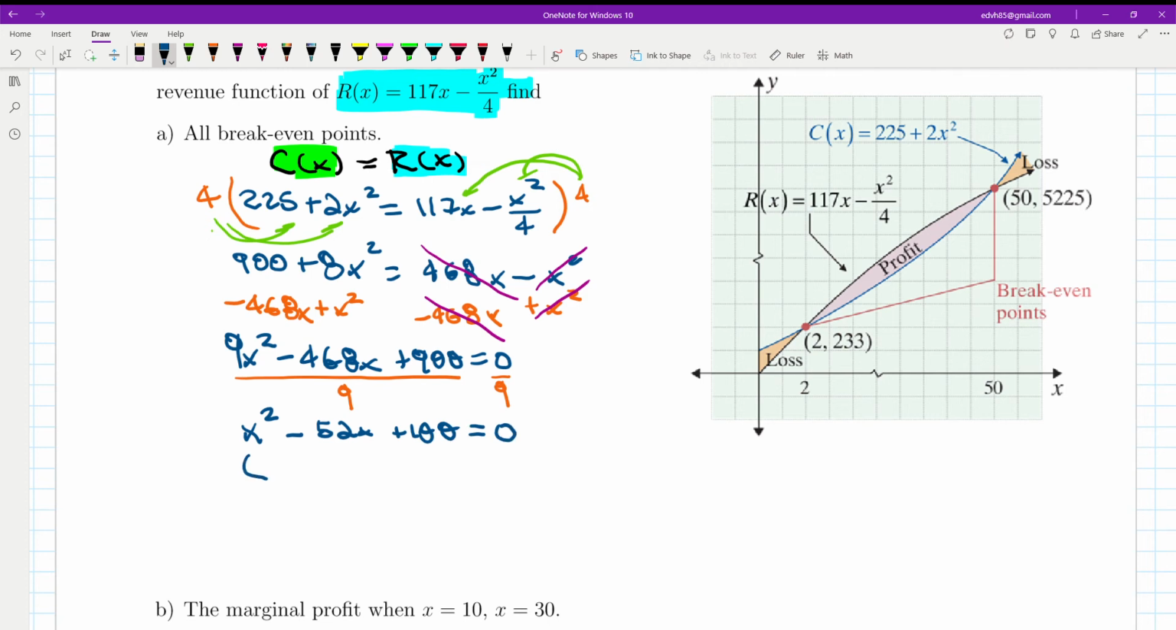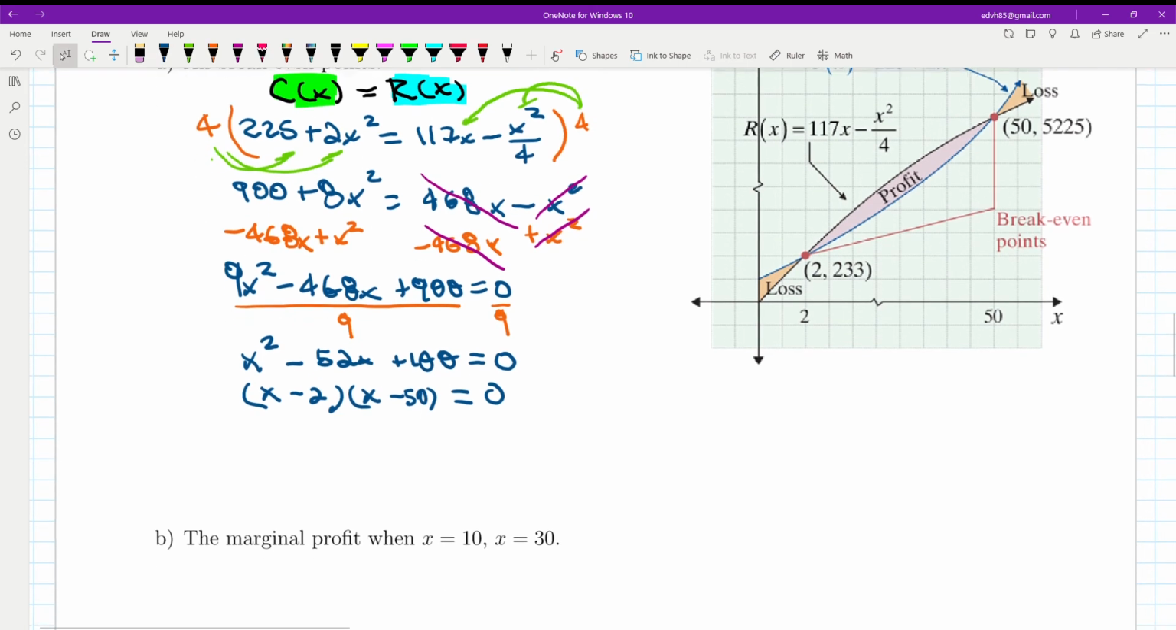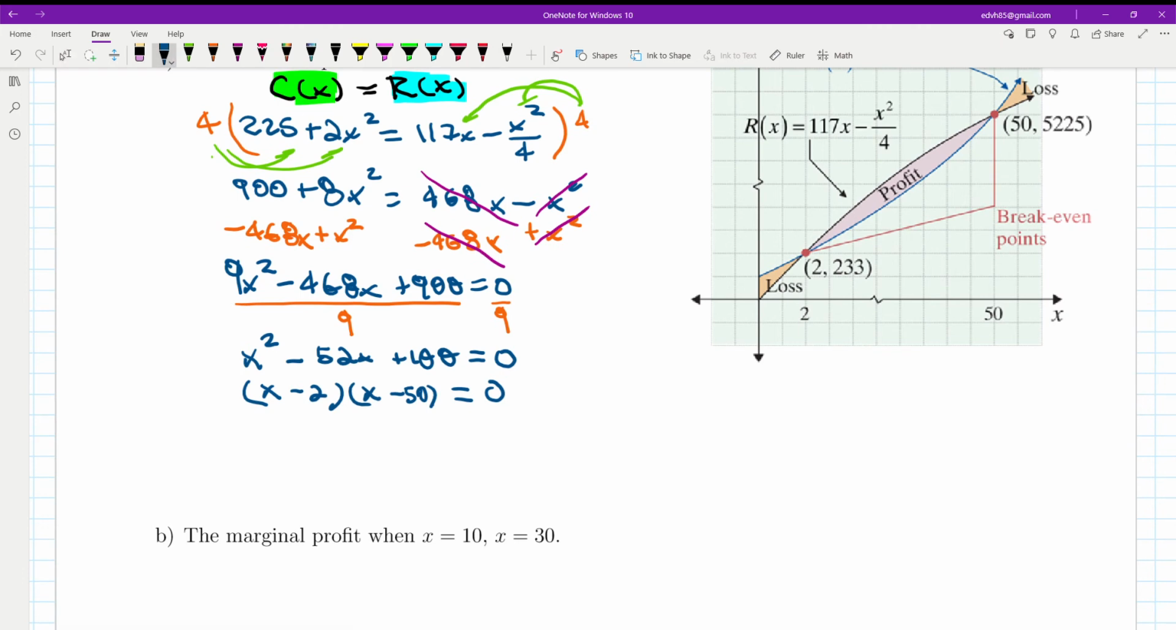So we can solve this equation by factoring, rather. And all we need to do is find factors of 100 that add up to negative 52. What are those two numbers? Well, on the one hand, negative 2 and negative 50. All right, because negative 2 times negative 50 is 100, and negative 2 minus 50 equals negative 52. That means that using the zero product property, x equals 2 and x equals 50.